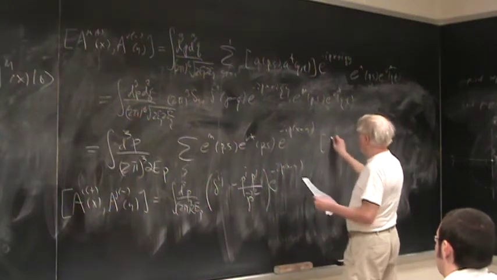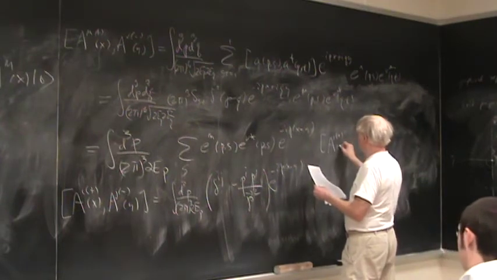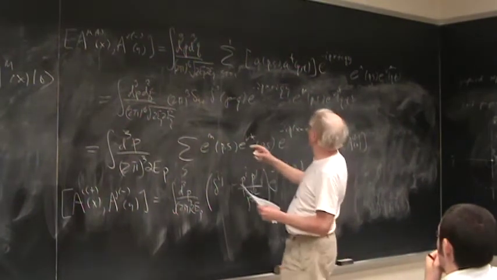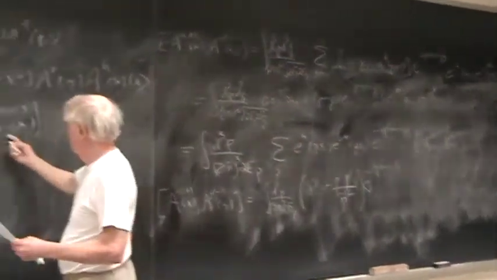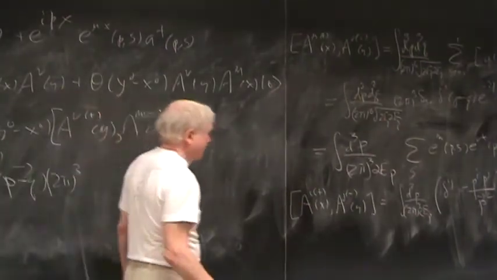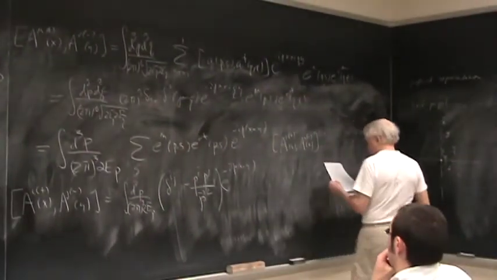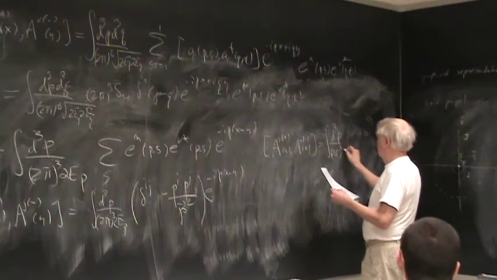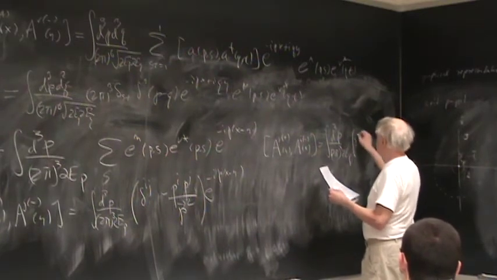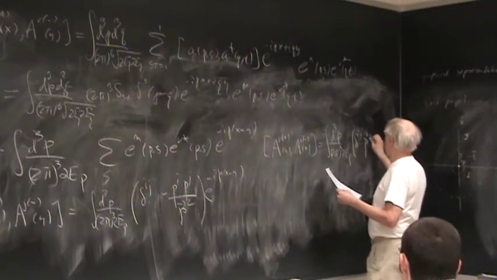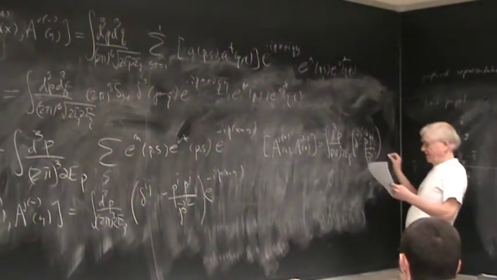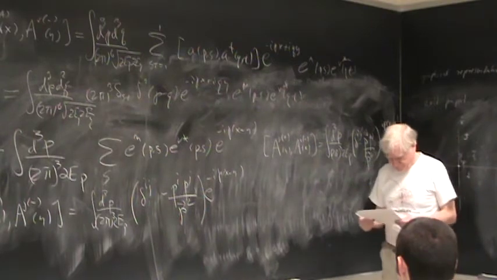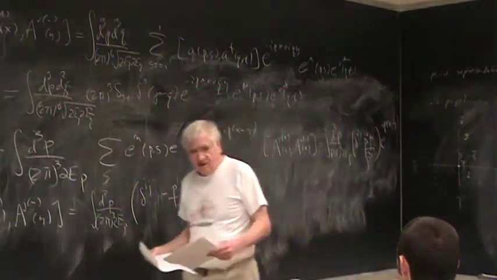Similarly, A^j plus of y with A^i minus of x, which is the other term here, in other words, with μ equal to i and ν equal to j, this, it turns out, is simply the same thing. 2E_p, again delta ij minus p^i p^j over p vector squared, and it's just e to the i p (x minus y). So it's just this sign that changes. Okay, any questions?